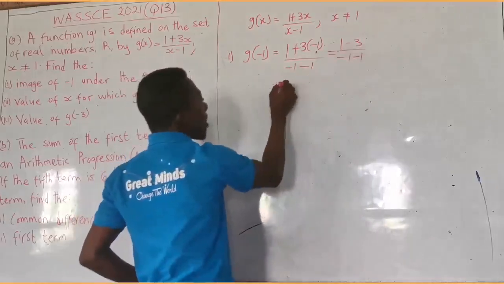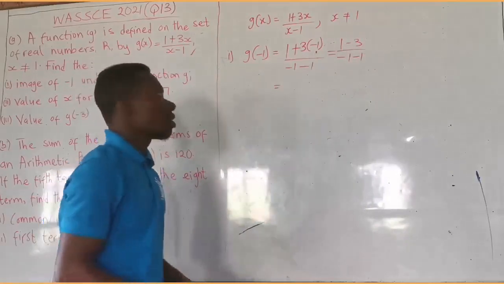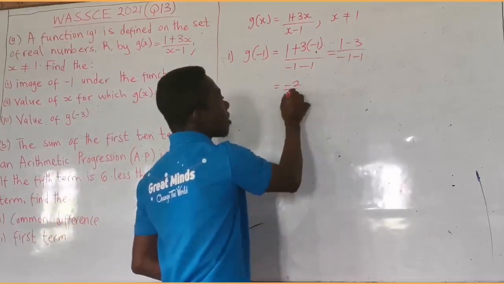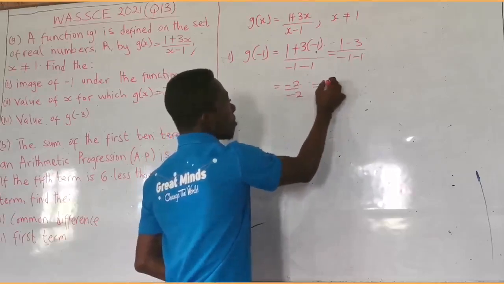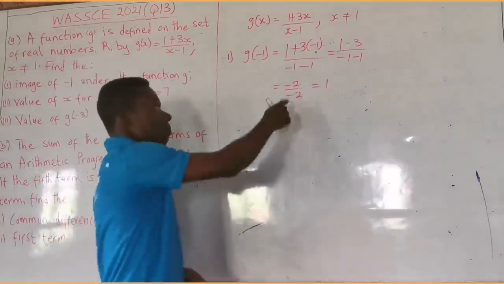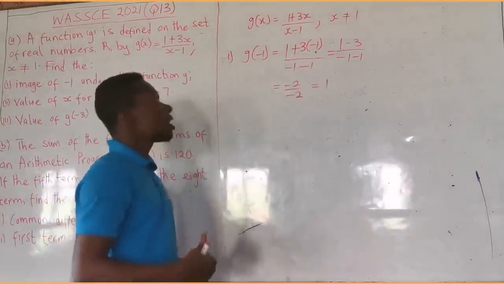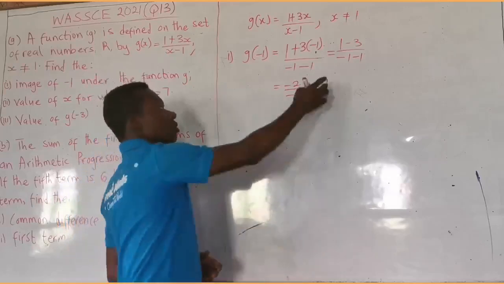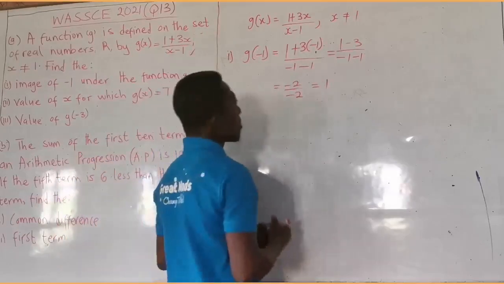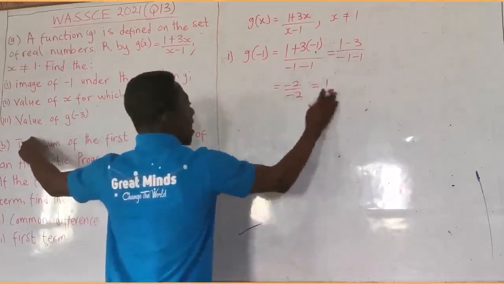So what will be the final image for the results here? 1 minus 3 is going to be negative 2, divided by negative 2. So my result is going to be positive 1. Therefore, you write the statement that the image of negative 1 under the function g is equal to 1. That is the statement to write, or you can still leave your answer in this form. So that is that.